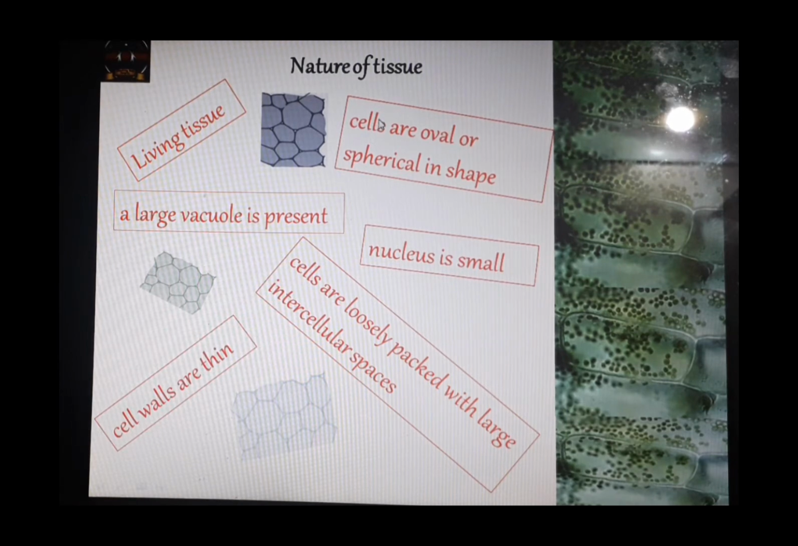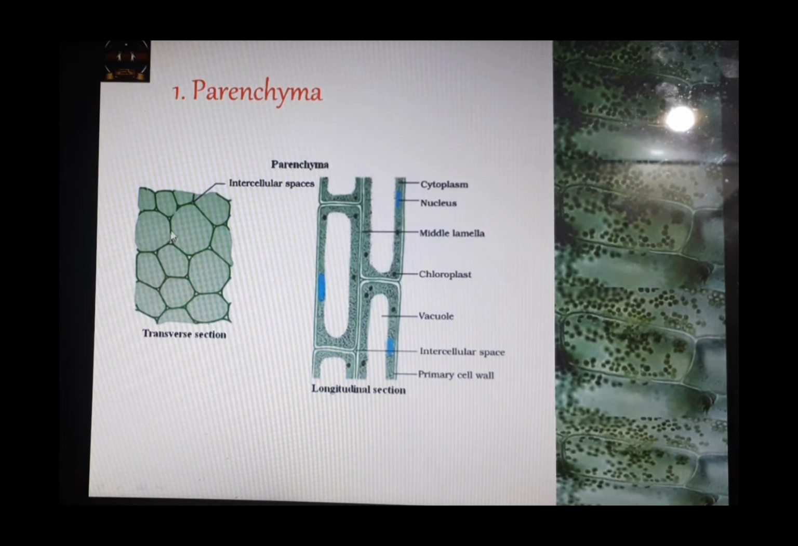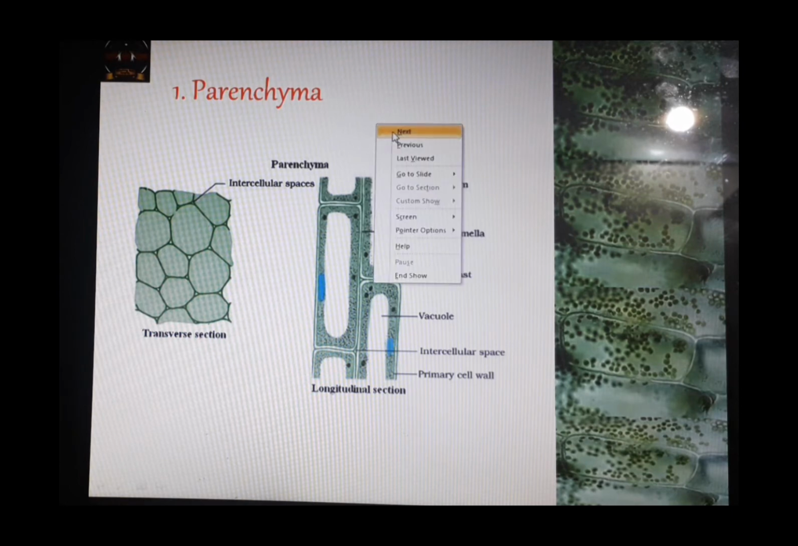How are the cells present in the parenchyma? What are their characteristics? So basically, this parenchyma is a living tissue. In the next videos we will come across some of the tissues which are dead tissues. But here you have to remember that parenchyma is an example of living tissue. Cells are oval or spherical in shape. Now for this I will move to the previous slide. See, here you can see the shape of cells. The cells are mostly oval or spherical in shape.